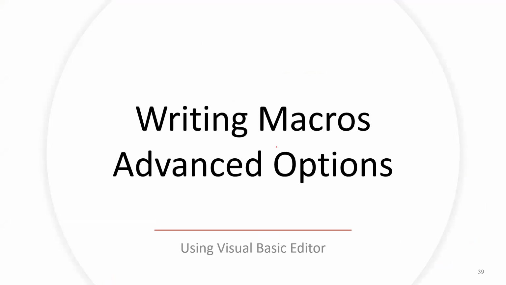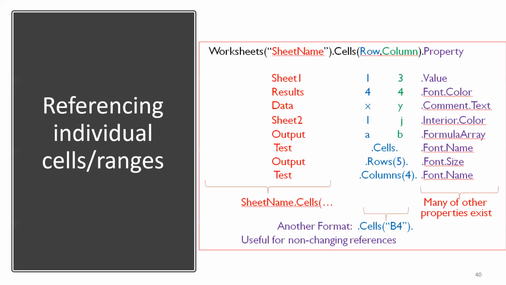Right. Writing macros, advanced options. Now here you can see how to reference individual cells and ranges. Already we have discussed the cells command. For example, cells 1 means A1, right?